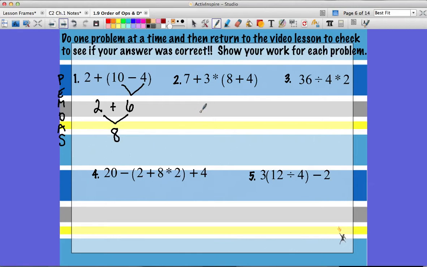Right, so now it's your turn. What I would like you to do is use the order of operations to solve this problem, and then when you come back, we'll go over your answer and try the next one.